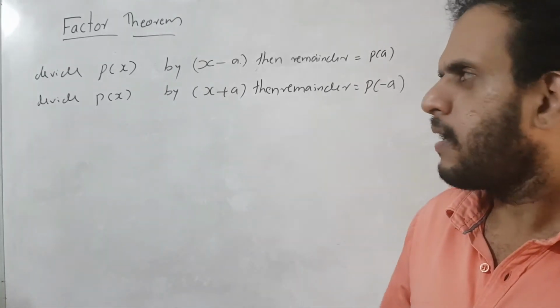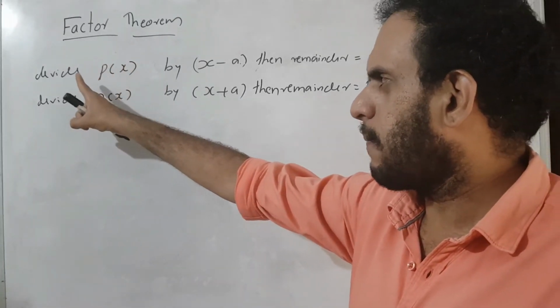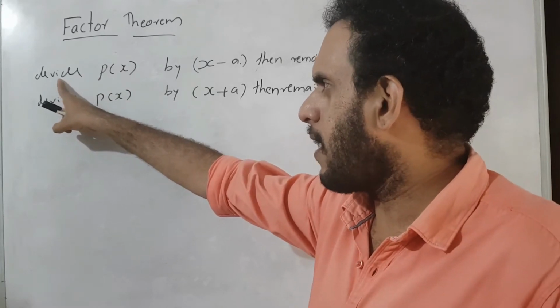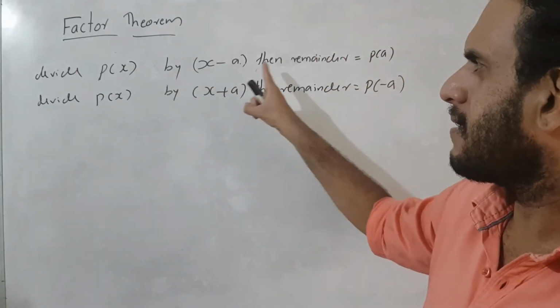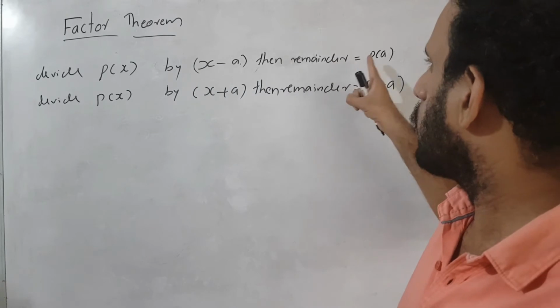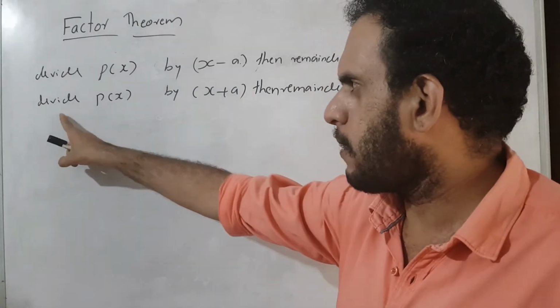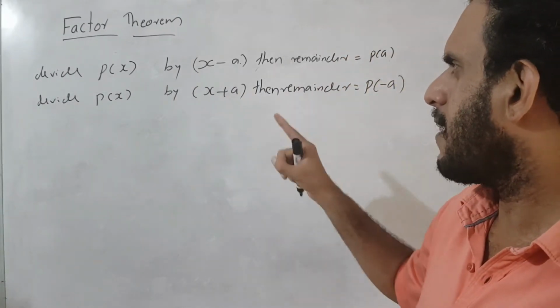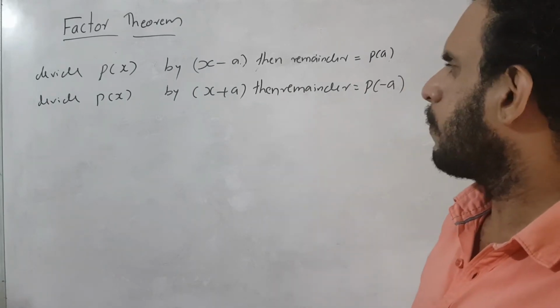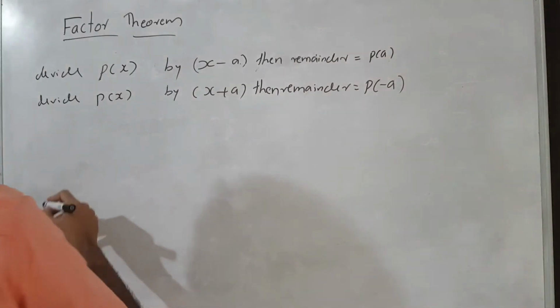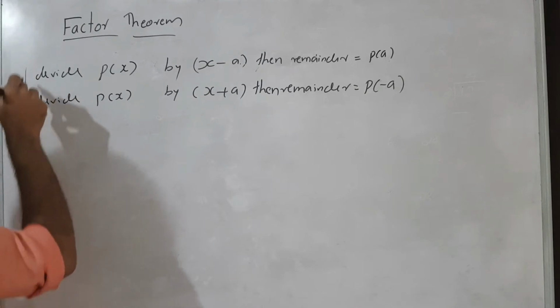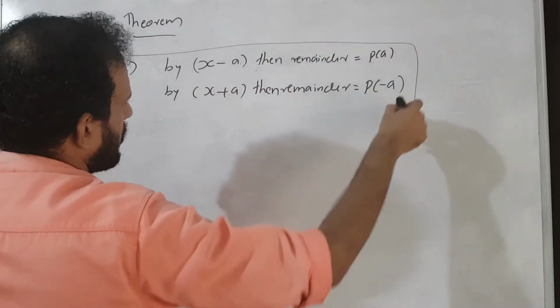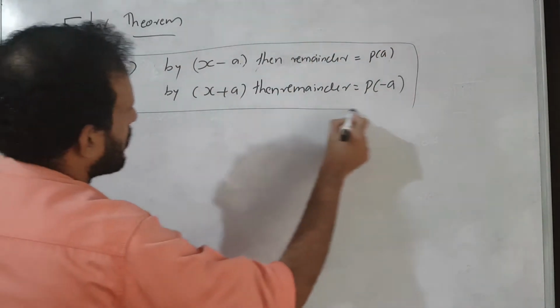Then what does the remainder theorem say? If you divide p of x by x minus a, then the remainder is equal to p of a. If you divide p of x by x plus a, the remainder is equal to p of minus a. This one is not the factor theorem, it is the remainder theorem.